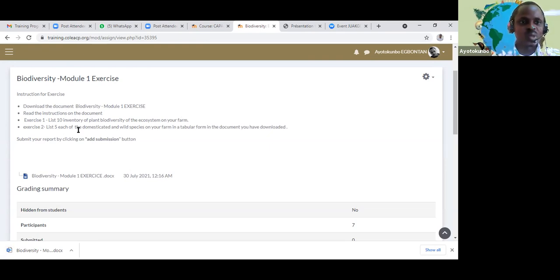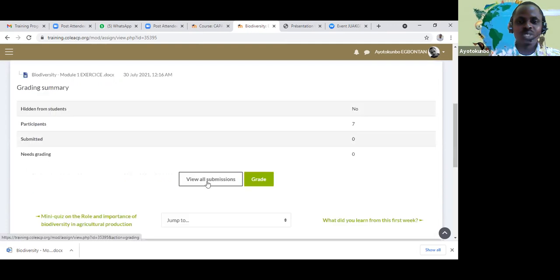Then exercise 2 is to list five each of the domesticated and wild species on your farm in a tabular form. Inside the exercise, you are going to see a table. One column is for domesticated species, and the other one is for wild species. So just list them, and then you come down here. Once you come down here, you will see the submit button, add submission. Unlike mine now, where you are seeing view submission, on your home page you are going to see add submission.